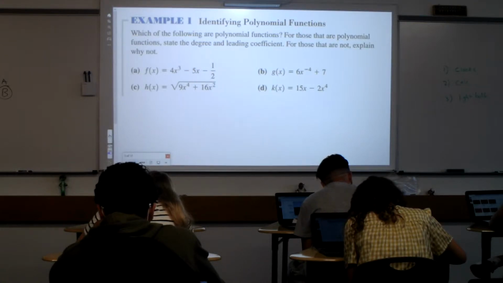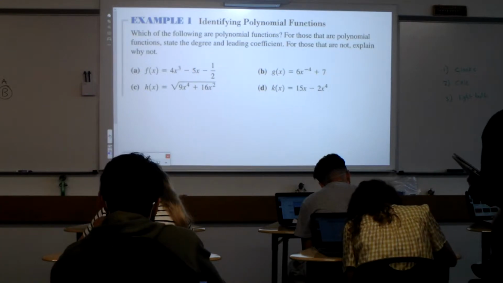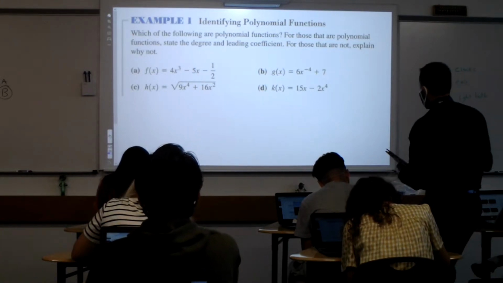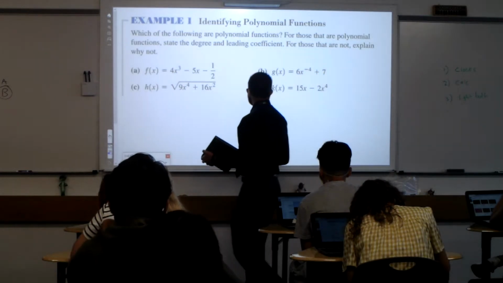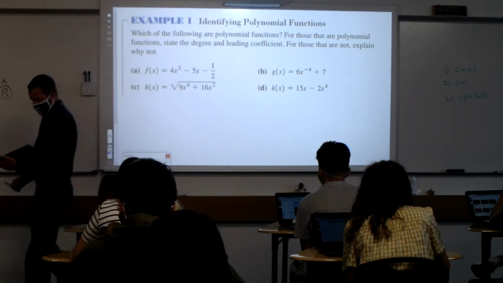It's really quiet, so what are you doing right now? You can talk to your neighbors. A, B, C, D. Is that a polynomial or is it not? That's all you got to do. Now, if it is a polynomial, we're going to state the degree and the leading coefficient.